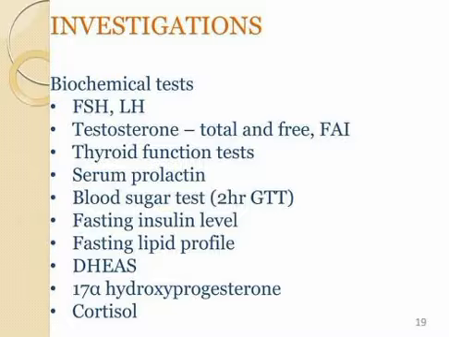If the person has hyperthyroidism, they may also have the possibility of having polycystic ovarian syndrome. Next will be the serum prolactin test and blood sugar test. Usually the blood sugar test is taken to identify the insulin resistance of our body.